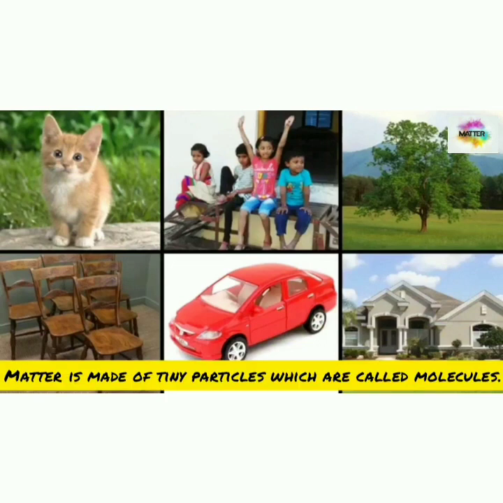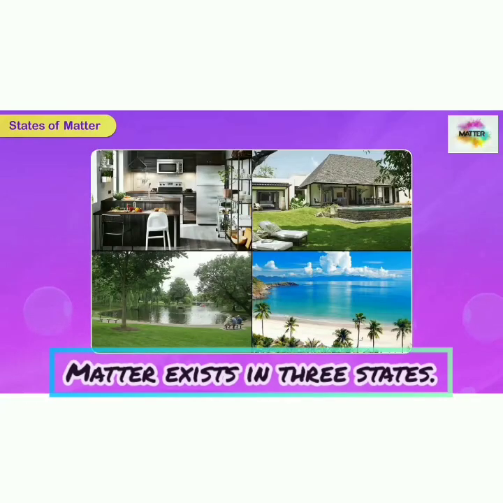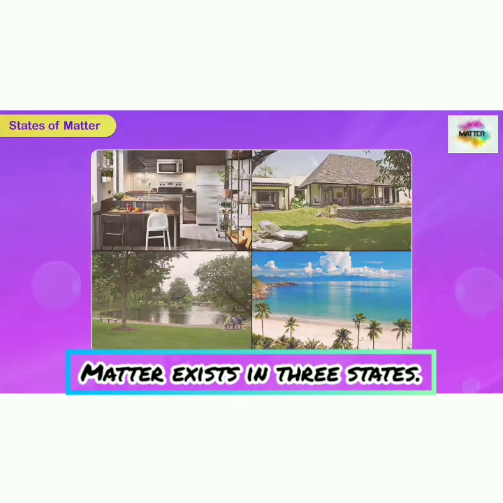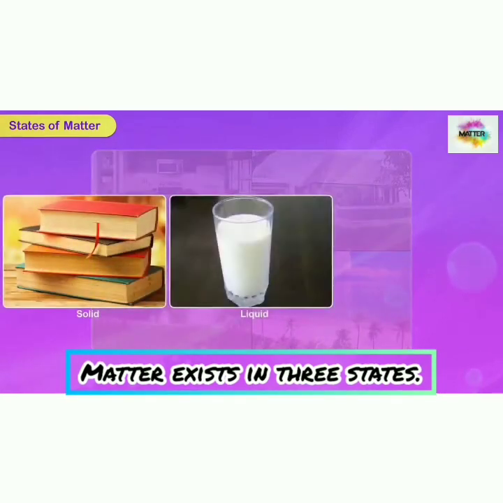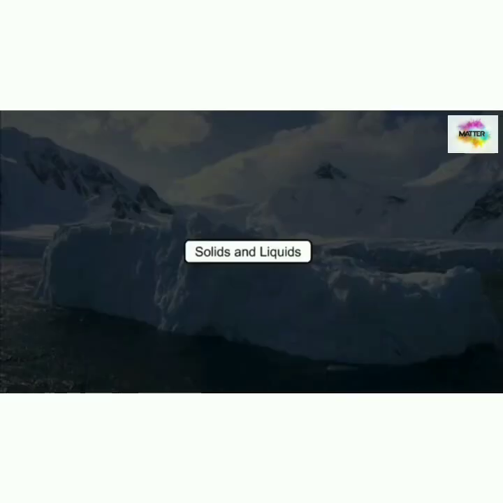Matter is made up of tiny particles which are called molecules, and the amount of space that matter occupies is called its volume. Then we discussed that matter exists in three states: solid, liquid, and gas. And from these three states of matter, we discussed solids and liquids.